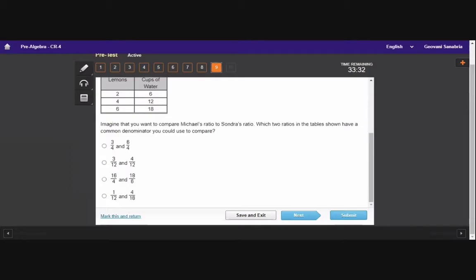Imagine that you want to compare Michael's ratio to Sandra's ratio. Which 2 ratios in the tables shown have a common denominator you could use to compare? I see. So it's asking, write this down? Yeah, here. It's asking to actually get a common denominator. So what was it? It was 1 to 4.